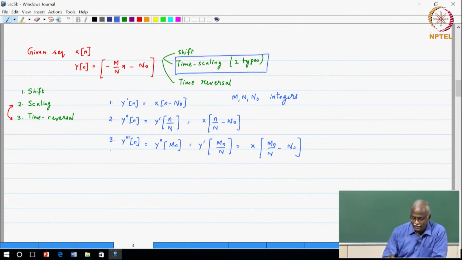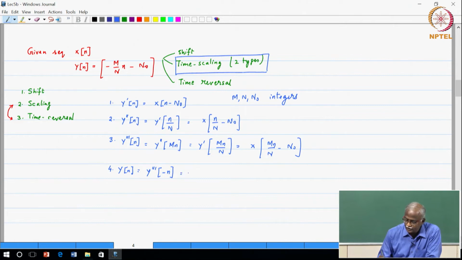Okay. And the last step is the time reversal. y of n is y triple prime of minus n. I have done the scaling. So, the last step will give me y double prime of minus mn, that will give me y prime of minus mn by n, and that will give me x of minus mn by n minus n naught. Okay.